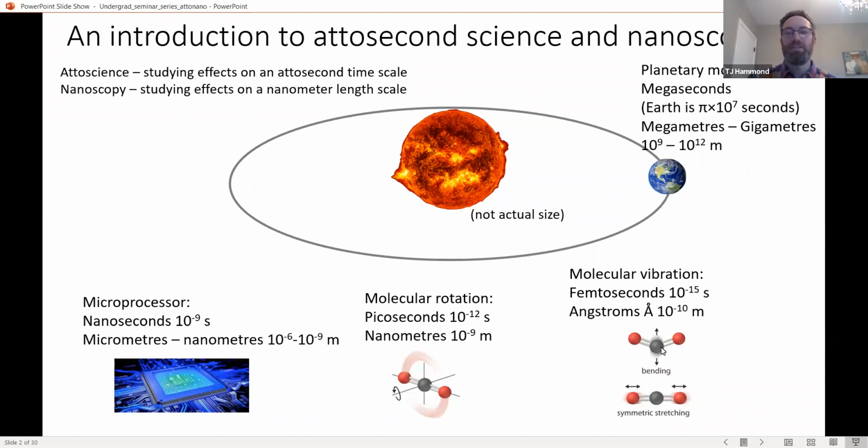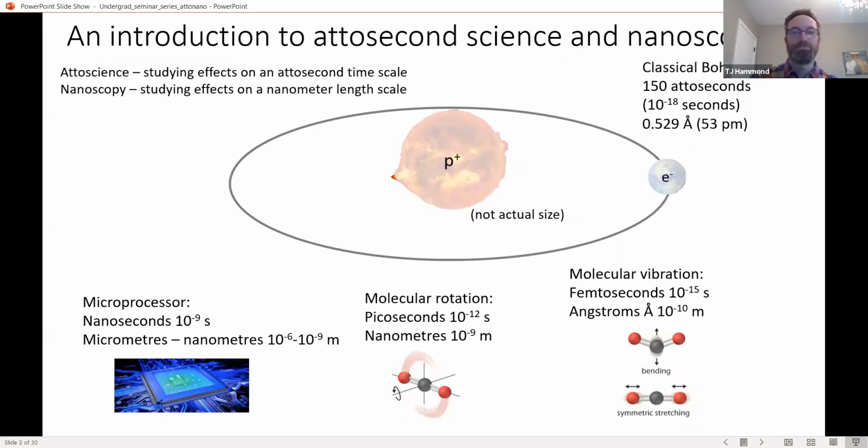And then this CO2 molecule can also vibrate. So you can have this bending mode or this stretching mode, and the amplitude of these modes is on the order of an angstrom, so 0.1 nanometer, and they take about 50 femtoseconds or so. A femtosecond being 10 to the minus 15 seconds.